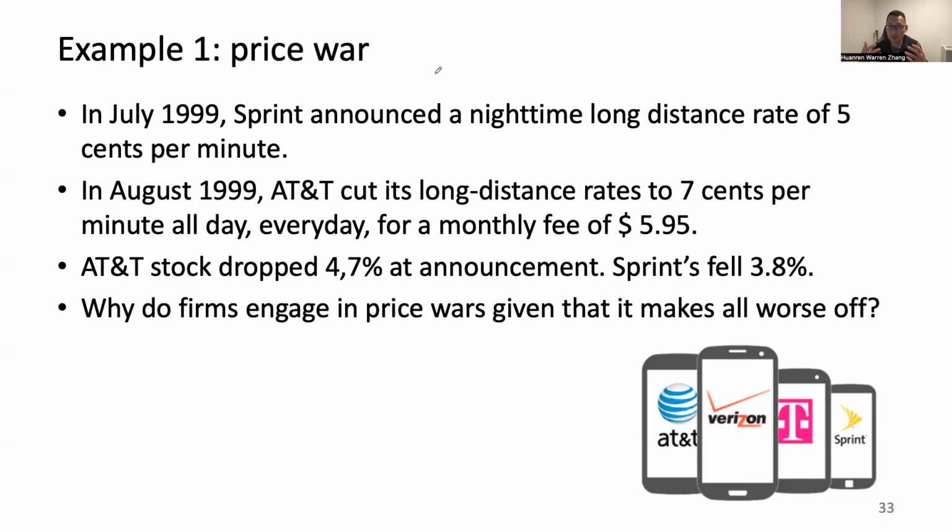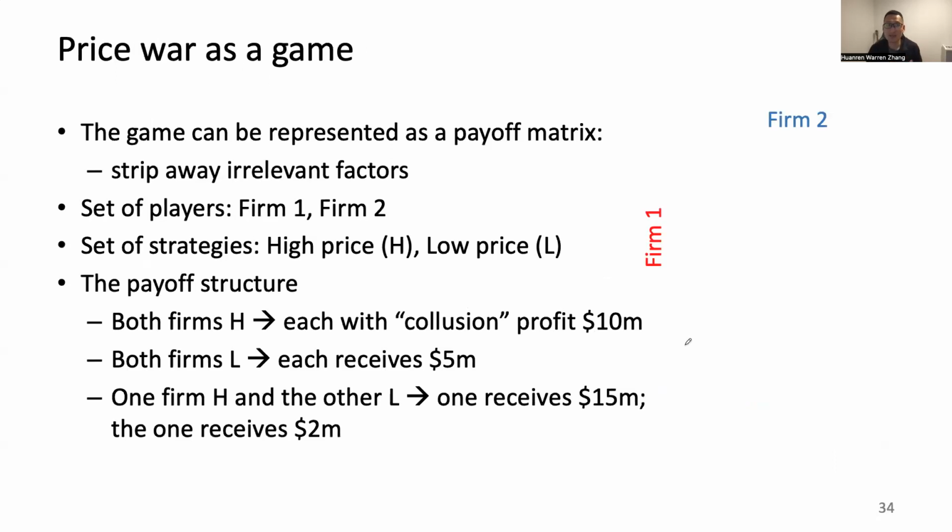But after the announcement of the price cut, both companies' stock dropped significantly. AT&T stock dropped by 4.7% at announcement, and Sprint fell 3.8%. So you see this price war between competitors actually hurt both of them. But why do firms still engage in price wars, given that it makes both parties worse off? This could be explained by a game.